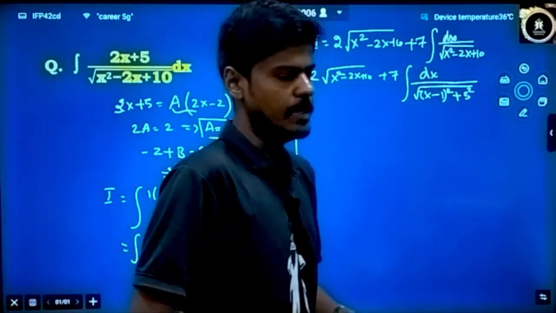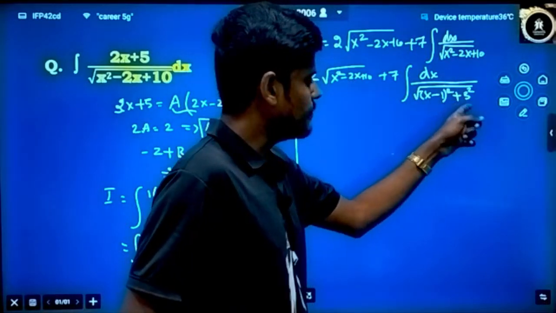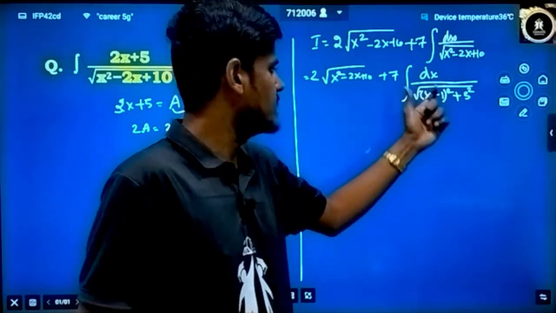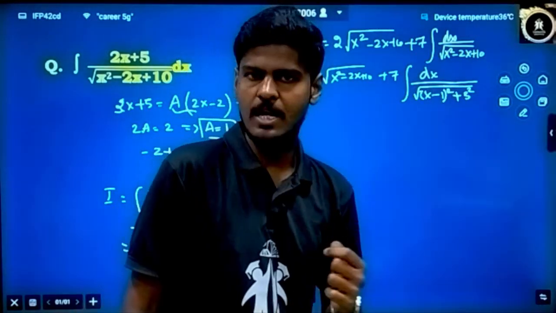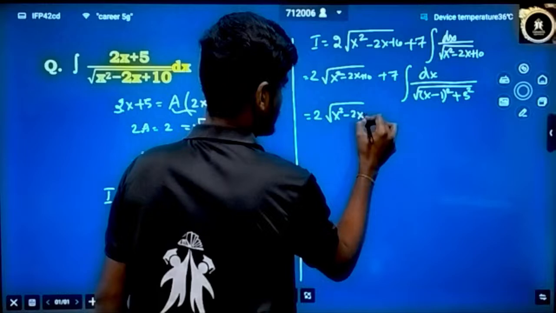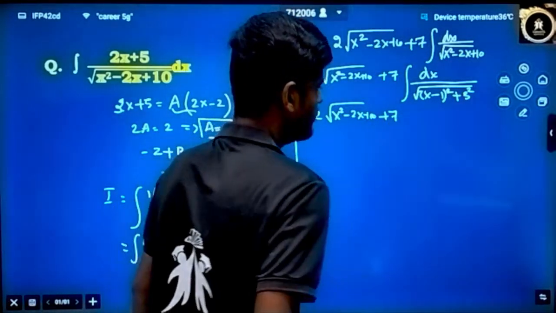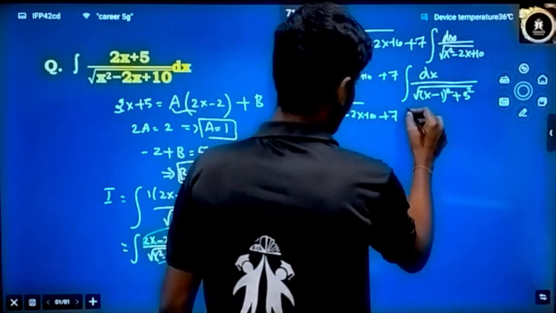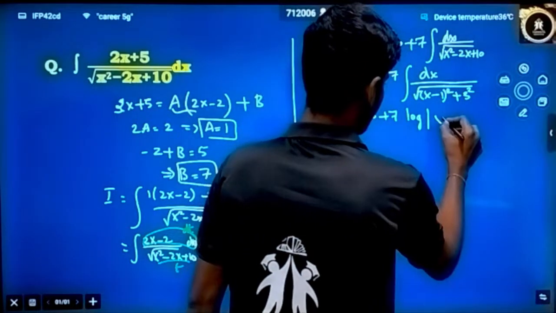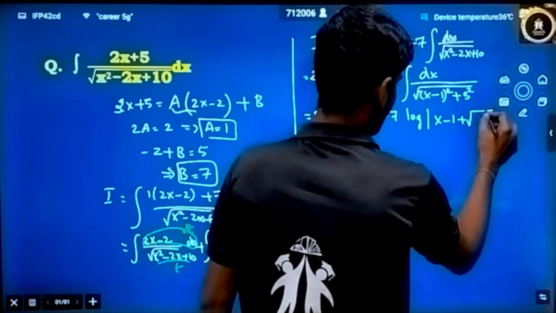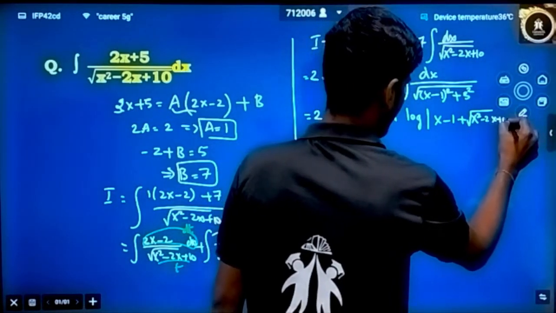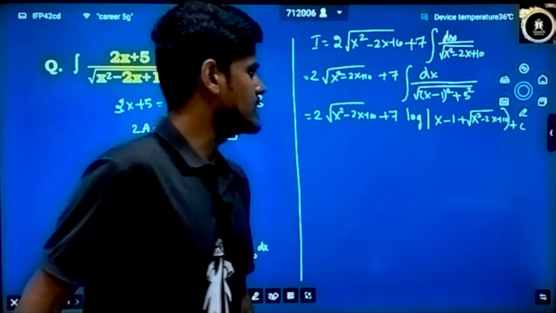Now this integral is of the form dx by square root of x square plus a square. What is the formula? In the denominator we have the square root of x square plus a square, and dx by such a term means the answer should be in log. So what is the answer, students? The first term will be as it is, 2 root of x square minus 2x plus 10, plus 7 times the answer for this integral, which will be log of mod x plus root of x square plus a square, that is x minus 1 plus root of x square minus 2x plus 10, plus c.